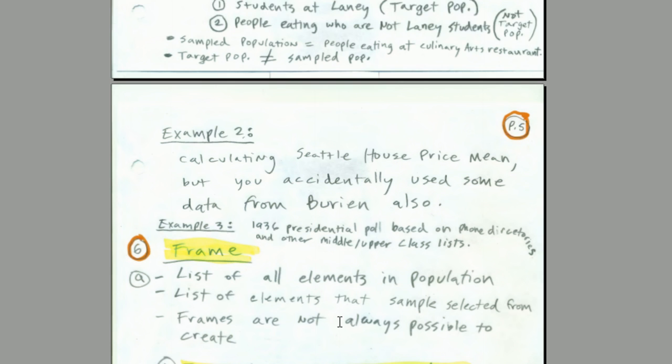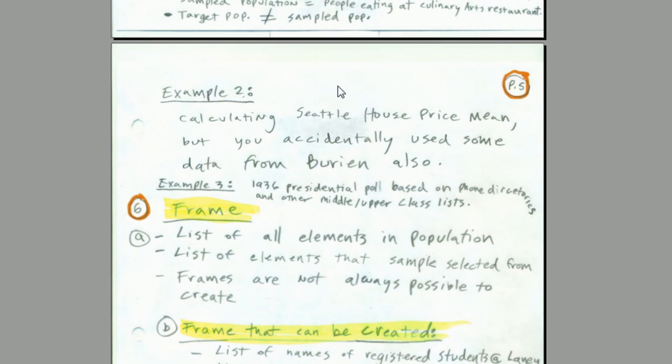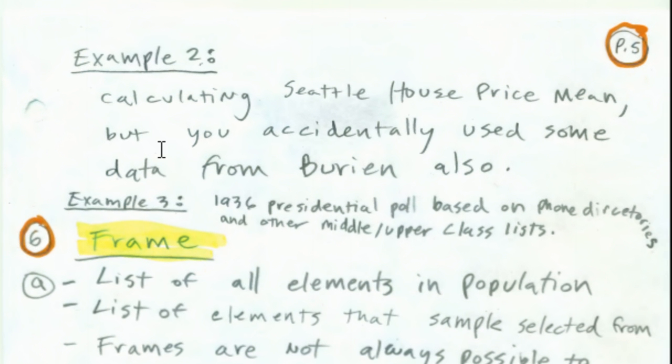Some other examples. If we were trying to calculate the Seattle house price mean and we accidentally used some data from Burien also, the target population was just Seattle house prices, but we accidentally mixed and got some from Burien also. The most famous example, example 3, and I'll let you Google this because this is quite an amazing one.